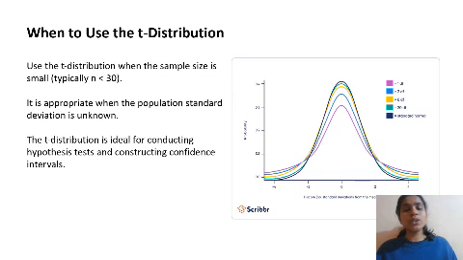When to use the t-distribution? Use the t-distribution when the sample size is small, typically n is smaller than 30. It is appropriate when the population standard deviation is unknown. The t-distribution is ideal for conducting hypothesis tests and constructing confidence intervals.